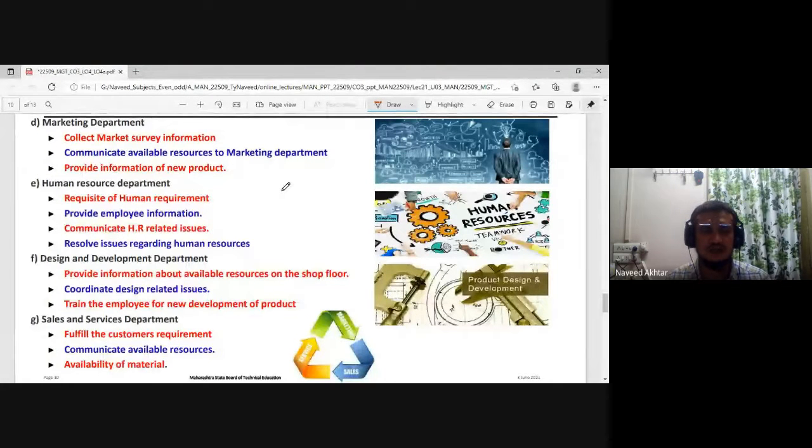Human resources department: they handle all the work related to the employee, requests for human requirement, provide employee information, communicate HR related issues, and resolve issues regarding human resources. So all this related to the employees comes to the HR manager. Then the design and development department: designing of the product, which type of product you have to make, providing information about the available resources on the shop floor, coordinating design related issues, and training the employee for new development of the product. So all this is the work of the design and development department.